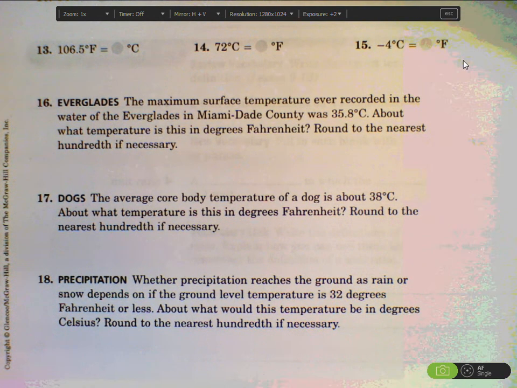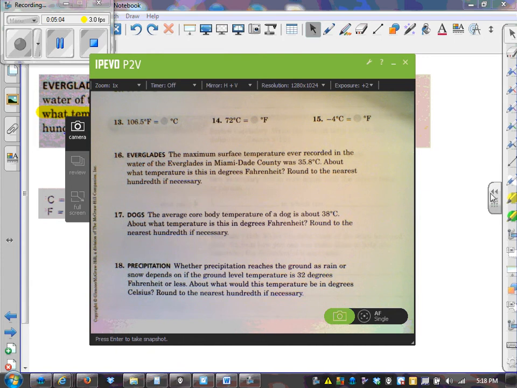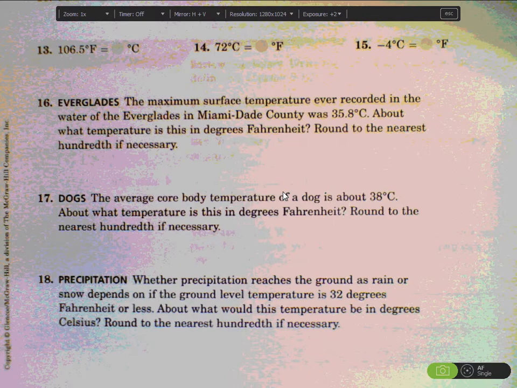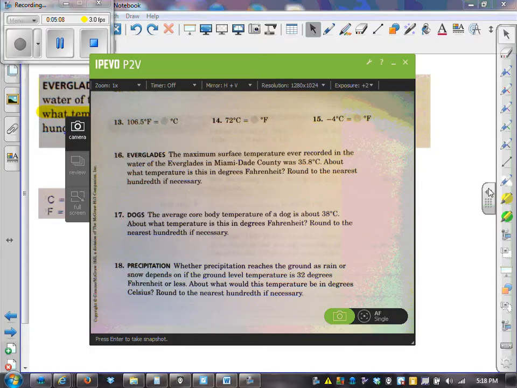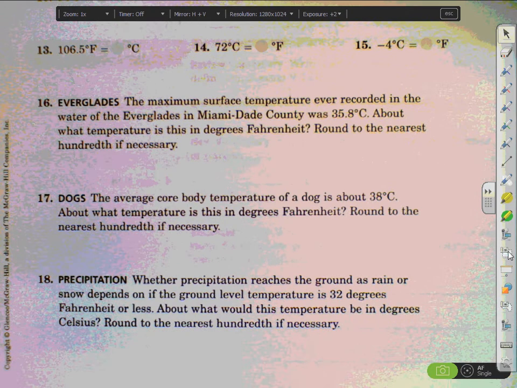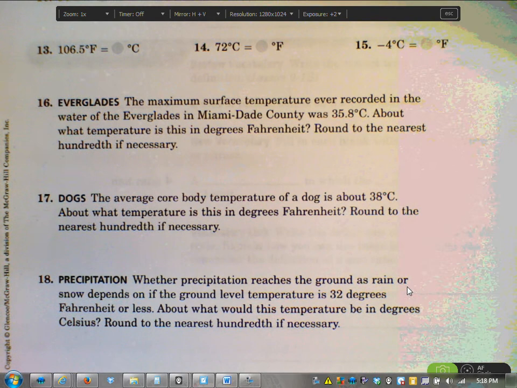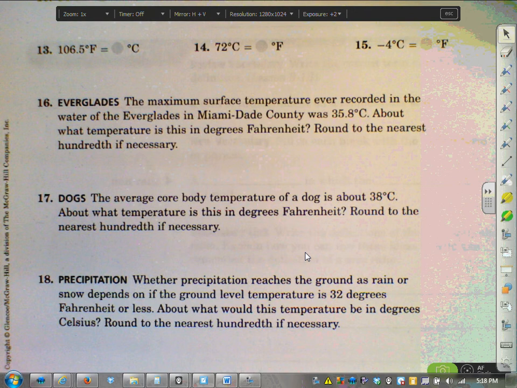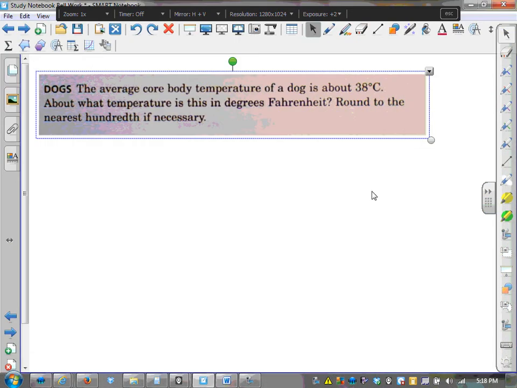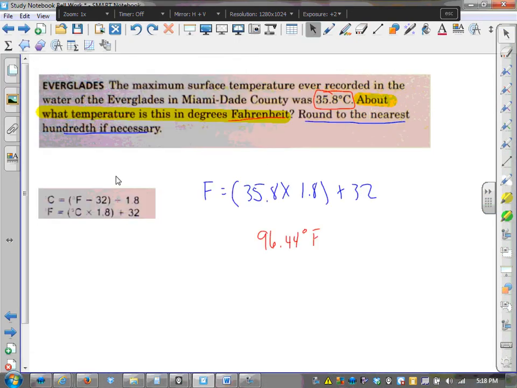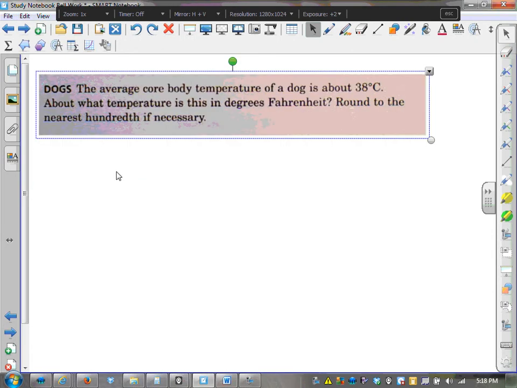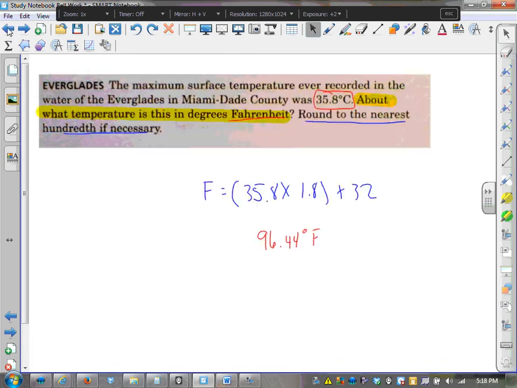So 38 degrees Celsius, I've got to get my tools back here. Oh, that didn't work. Come on now. There we go. 38 degrees Celsius. We want to know, what is this in degrees Fahrenheit? I also want to grab my conversion here. Come on, it disappeared.